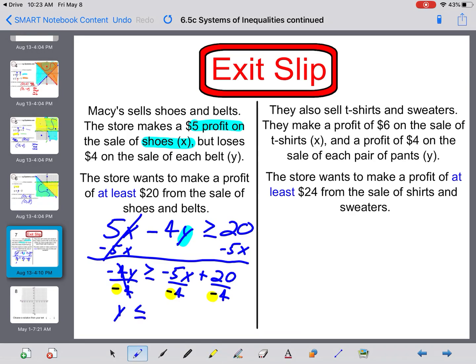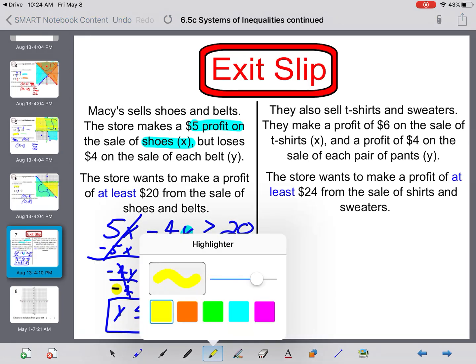We just divided by a negative number, which means we flip that inequality symbol over. Y is less than or equal to. A negative over a negative makes a positive, so 5/4 X, and 20 divided by negative 4 is negative 5. So there's your first inequality right there. Y is less than or equal to 5/4 X minus 5.